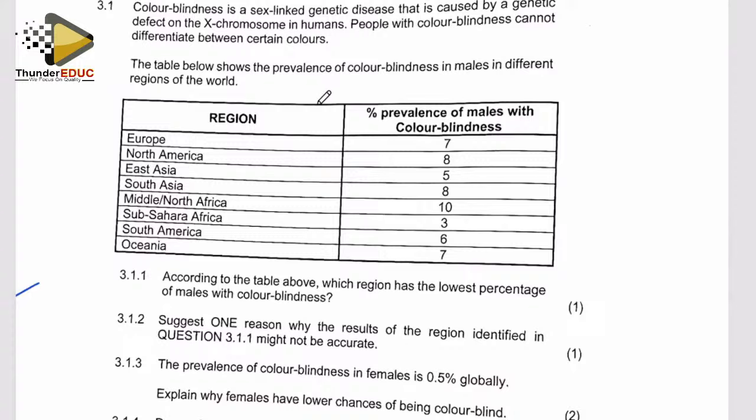They are saying color blindness is a sex-linked genetic disorder that is characterized by a genetic defect on the X chromosome. The moment you say X chromosome, it means that you want to use X and Y. They're saying that people with color blindness cannot differentiate between certain colors. According to the table, which region has the lowest percentage of males with color blindness? If you look at it here, this is the answer. So it becomes Sub-Sahara Africa.